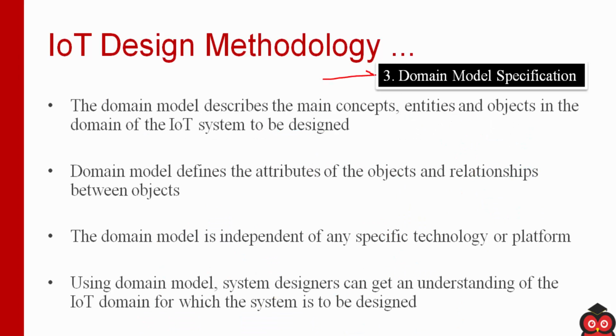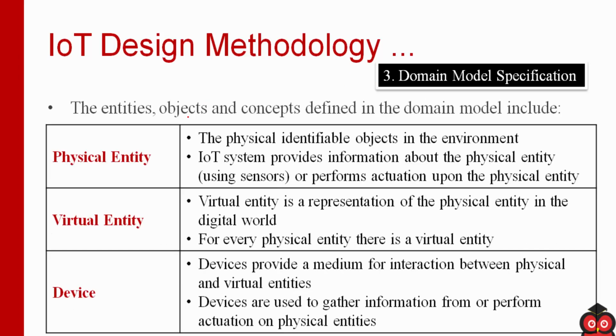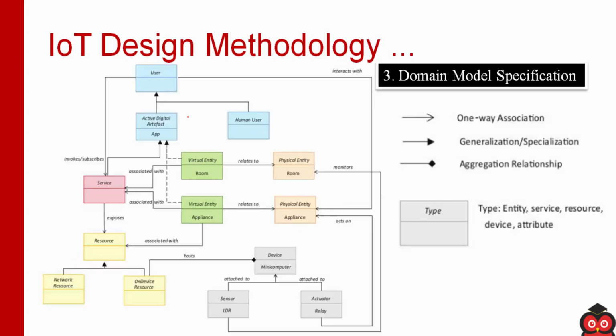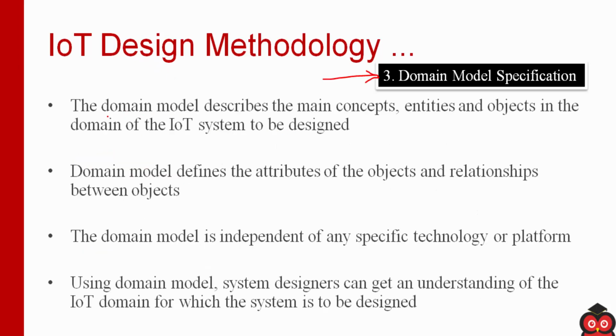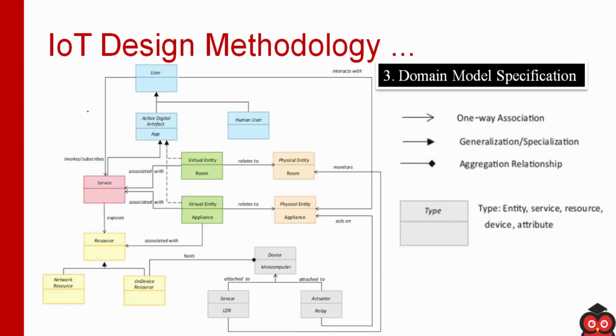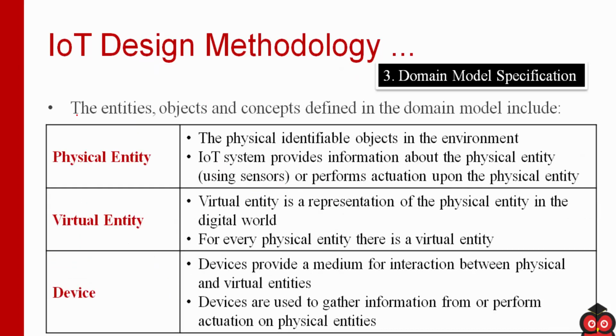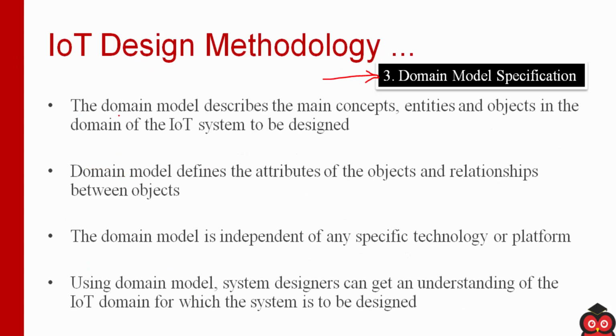And the third step is domain model specification. It's a kind of diagram. This is the domain model. Don't worry, I will come to this in a few seconds. Whoever sees the domain model, that is this diagram, will understand what the different entities or objects or concepts in the IoT system are. That is the purpose of domain model specification.